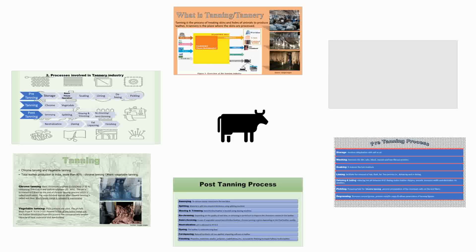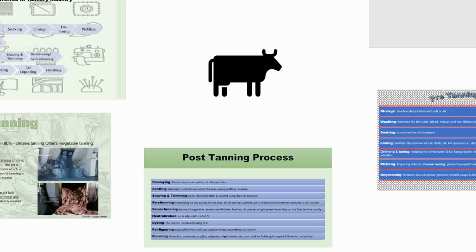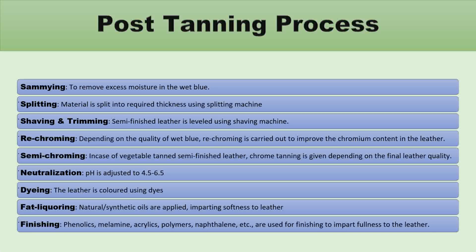Moving to the next and last, the post-tanning process. It is mainly done to give a good look, so that the finished leather can be circulated all across the world. Here samming, splitting, shaving and trimming, rechroming, semi-chroming, neutralization, dyeing, fat liquoring, and finishing, all these processes are done. You can pause the video and see what all these are.